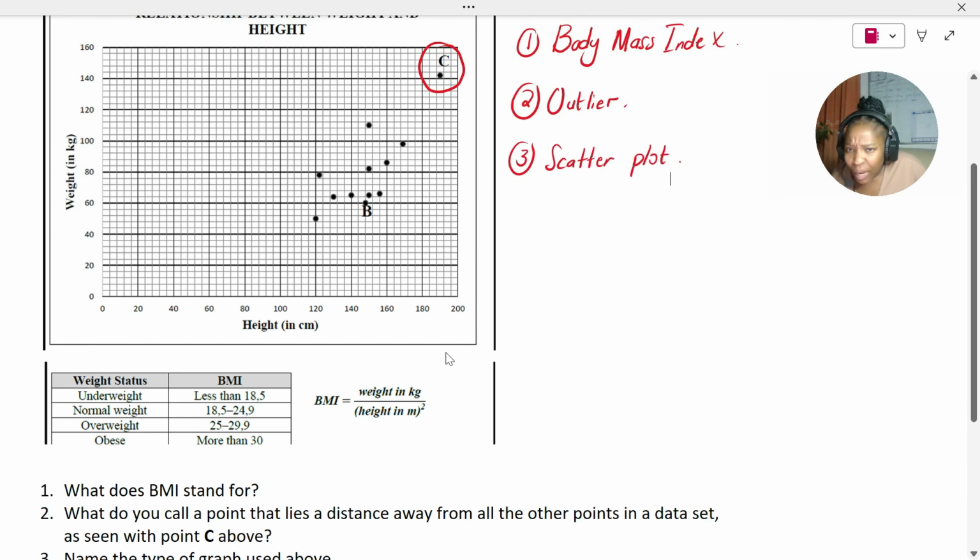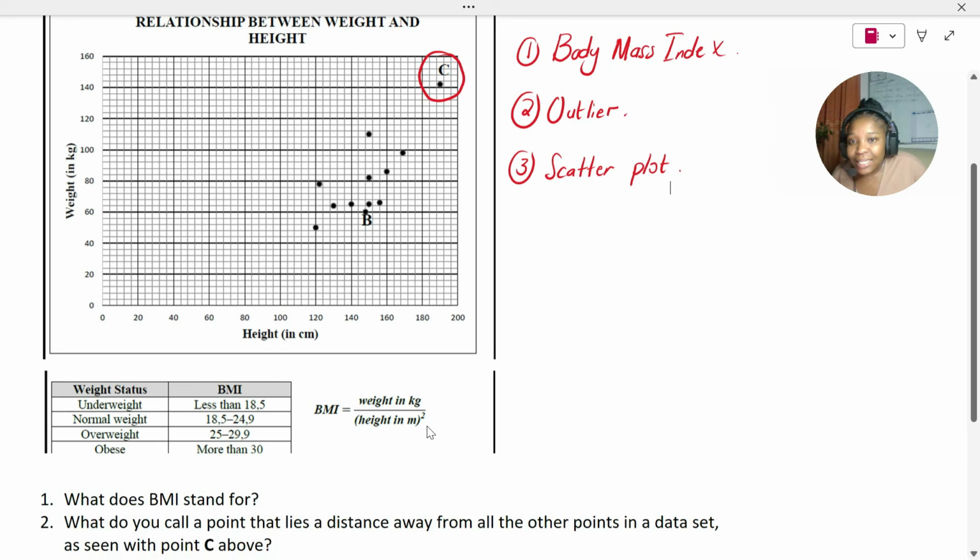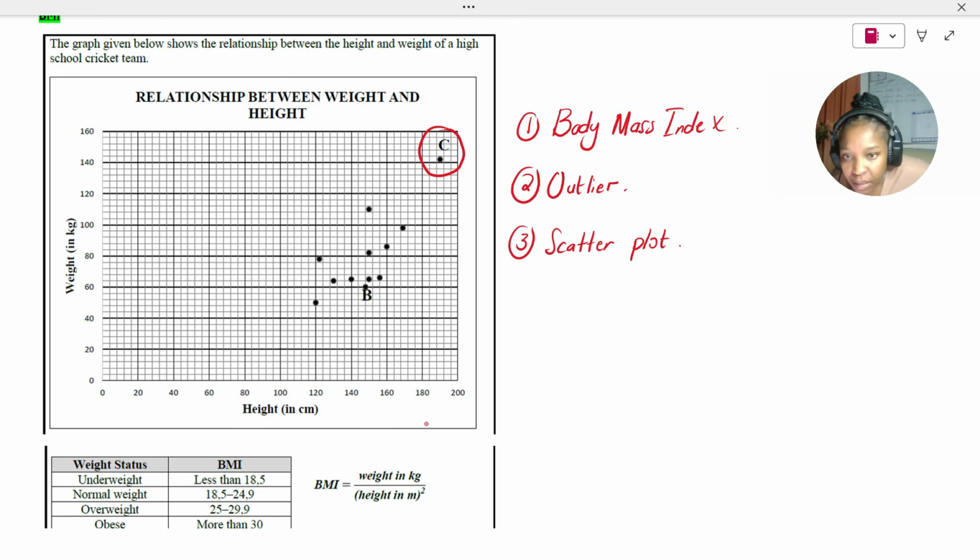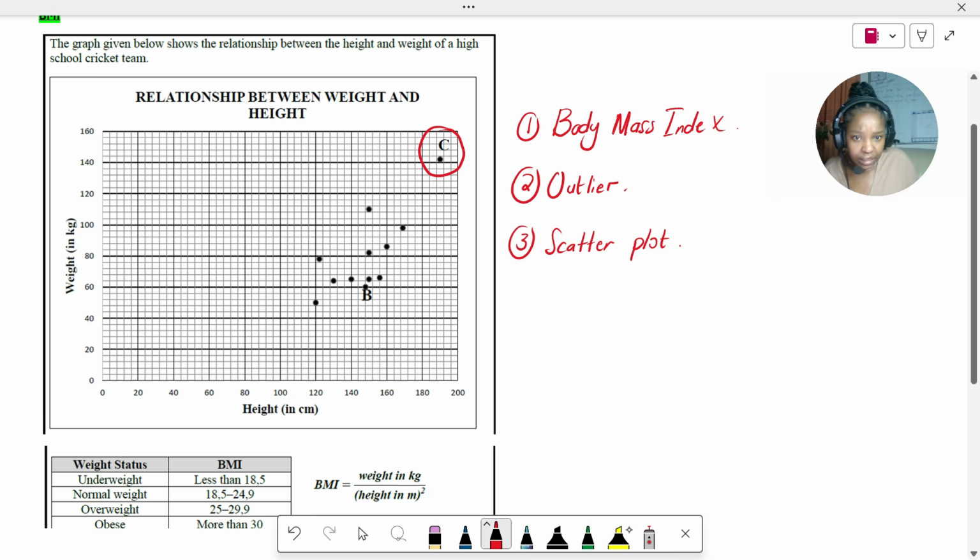Number 4, write down the weight of the team member that is 120 centimeters tall. So that means that we're obviously going to go to the horizontal axis, because this horizontal axis is telling us about the height. We're going to go to 120 centimeters, and go up, up, up until you come across a point. Do you see there? From 120, go straight up.